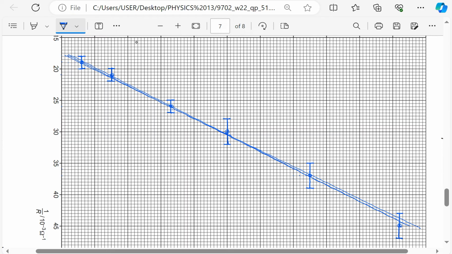So which one should I take? I'm taking that one. You can draw a better line of best fit. So this could be labeled anomalous.